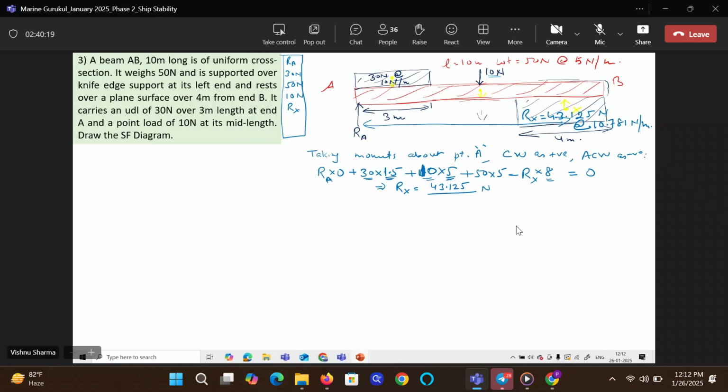It is not concentrated at the arrow. It was assumed to be acting through X. Yes or no, guys? It's actually acting over 4 meters in length. Right, guys? Sameer, is that clear? Yes sir, clear sir.